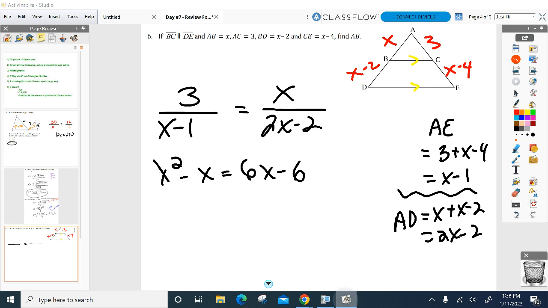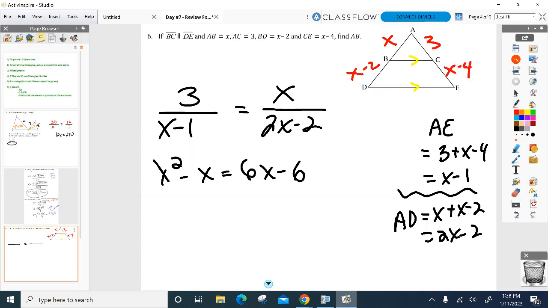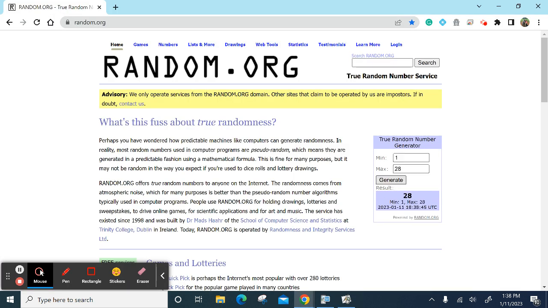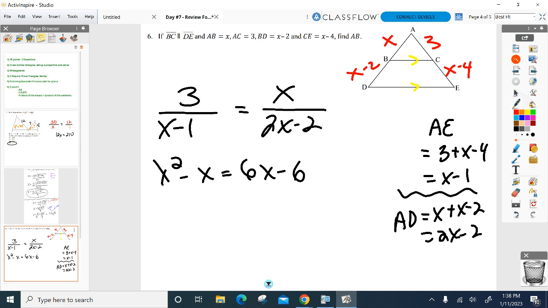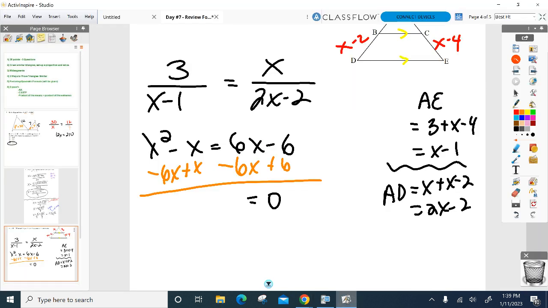Set it equal to 0. I always like the x squareds to be positive, so can somebody move the 6x and the negative 6x over? How do I move it over? Subtract 6x and add 6. There you go. Please do that for me and let me know what is equal to 0. X squared minus 7x plus 6 is equal to 0.